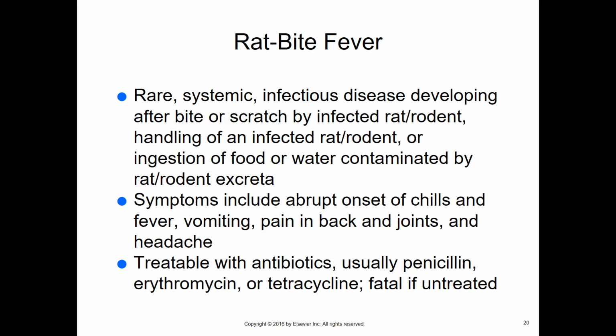Complications of rat bite fever include pericarditis, endocarditis, and parotitis, or inflammation of the parotid glands, also known as mumps, and an abscess in the brain or soft tissue. If the disease is left untreated, it can kill the person.